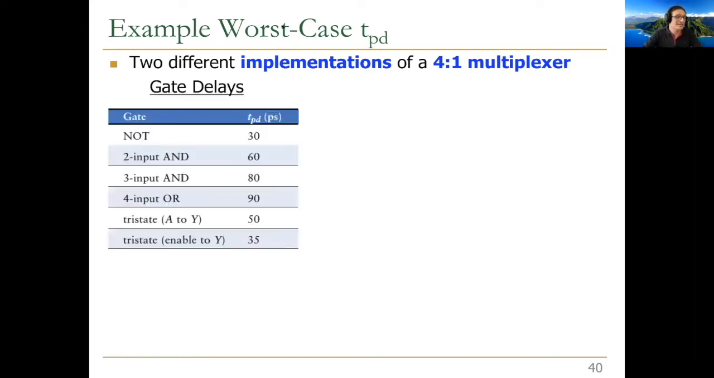So let's assume that we're using a library with these gate delays. I'm not going to go through all of these, but a lot of these make sense. So 4-input OR is, for example, 90 picoseconds. An inverter is essentially 30 picoseconds, which makes sense, hopefully. And then you can see that we're going to use also tri-states in some of the designs.